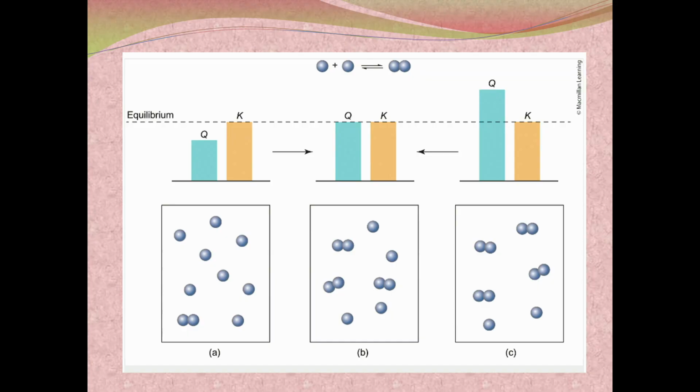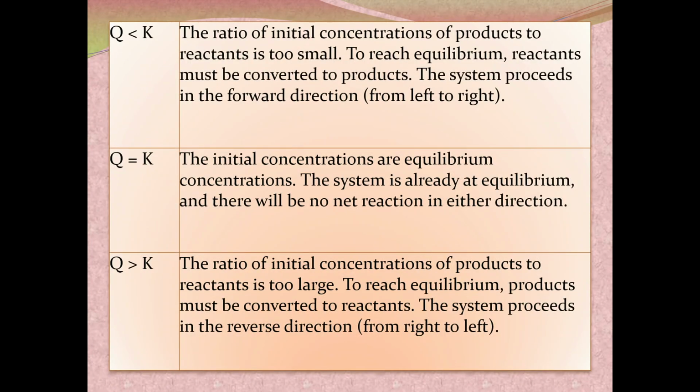So this is just a pictorial of exactly what I've been saying. When Q is less than K, it moves forward till it reaches an equilibrium where Q is equal to K. When Q is greater than K, it goes backwards until you get an equilibrium where, again, Q is equal to K. And written out, exactly what I've been saying.